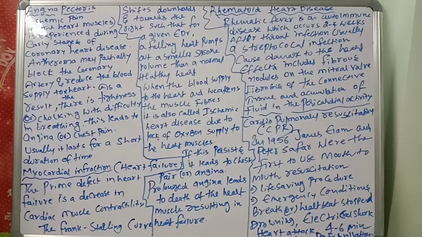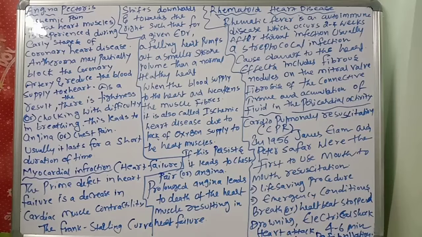First, it is the ischemic pain in the heart muscles. What is ischemic pain? A sudden, severe pain is experienced during the early stage of coronary heart disease, not after a long prolonged period. Atheroma may partially block the coronary artery and reduce the blood supply to the heart. You know atheroma very well. Cholesterol may partially block the coronary artery.